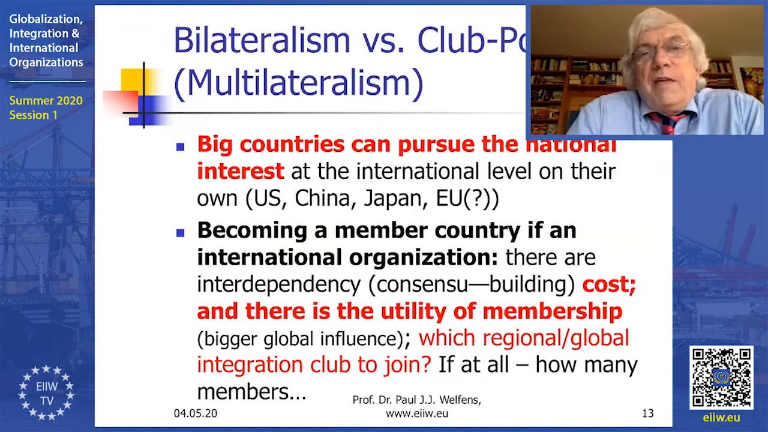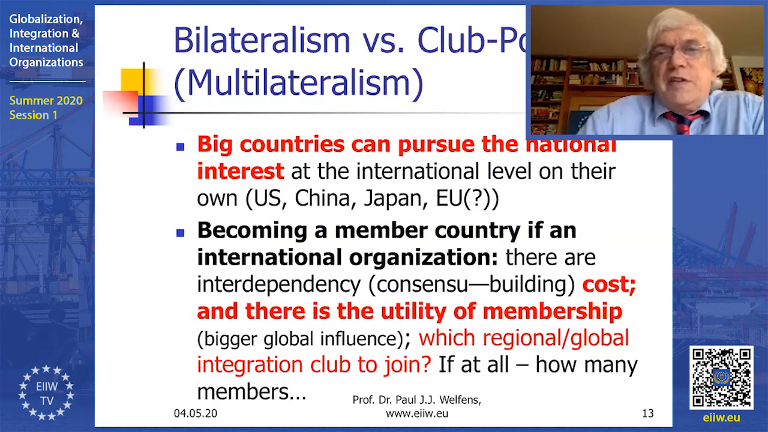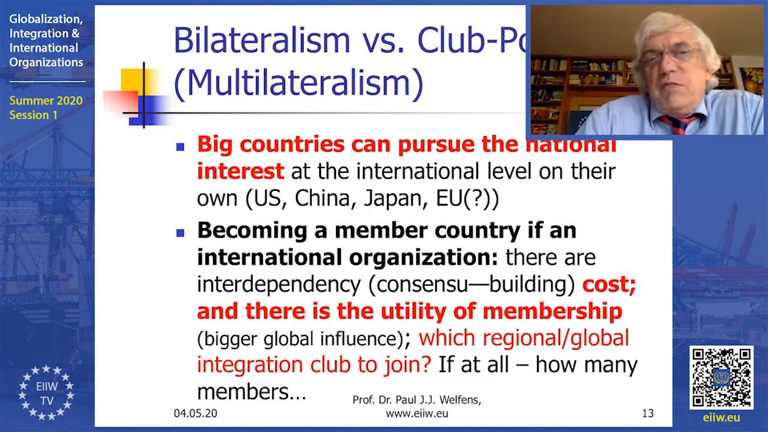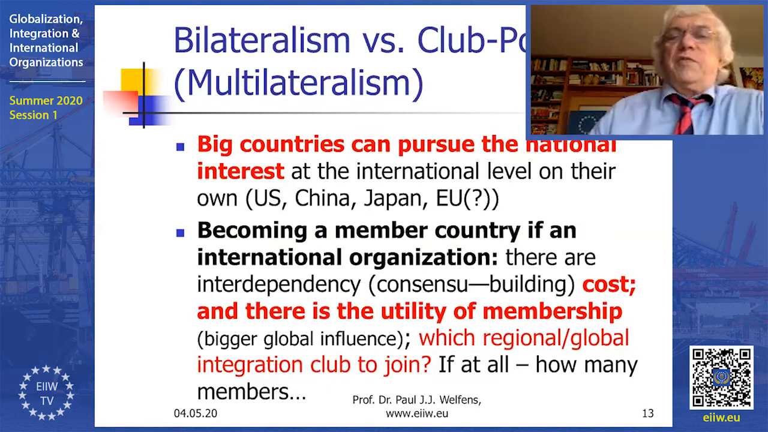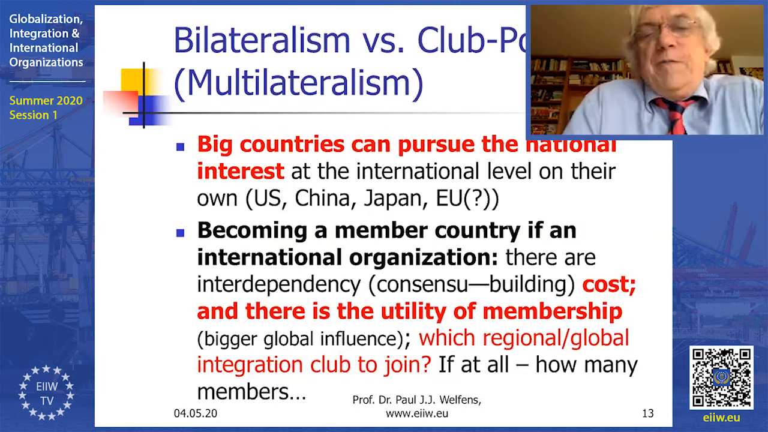There's a big question of bilateralism versus adopting this club policy, so multilateralism, we might say. Big countries always can pursue the national interest at the international level on their own, so countries such as the US, China, Japan, or maybe the EU.